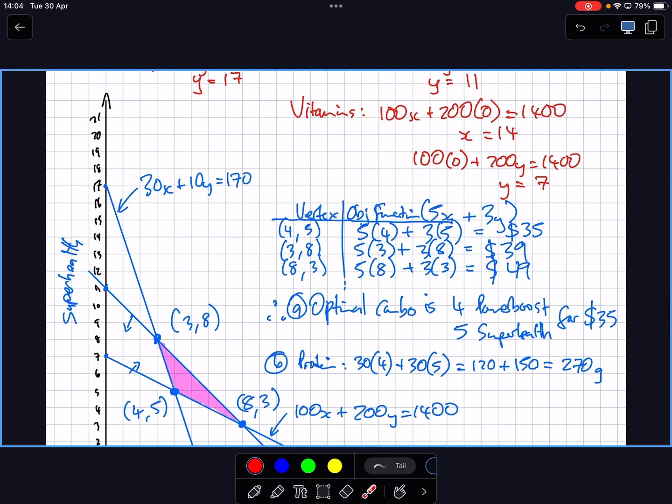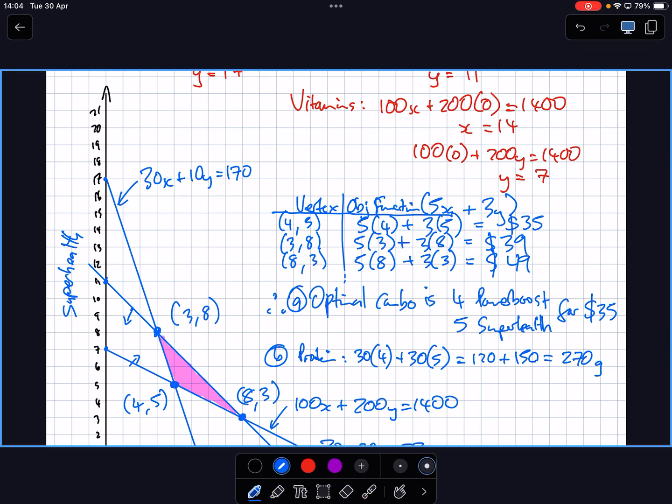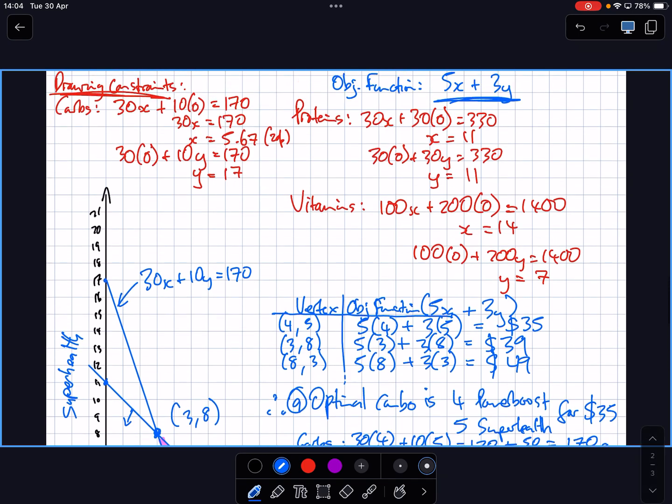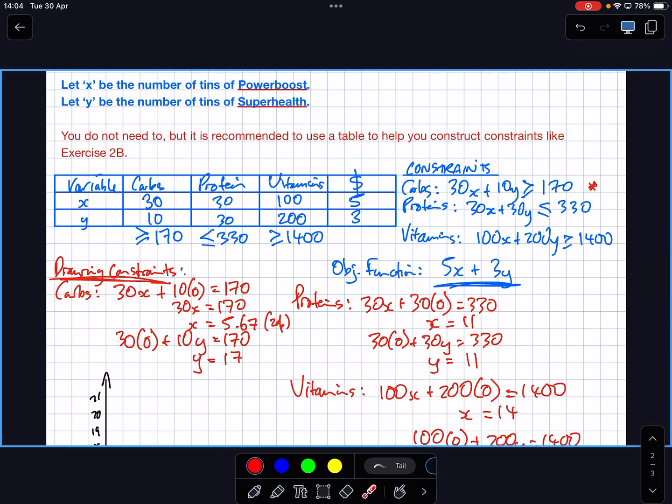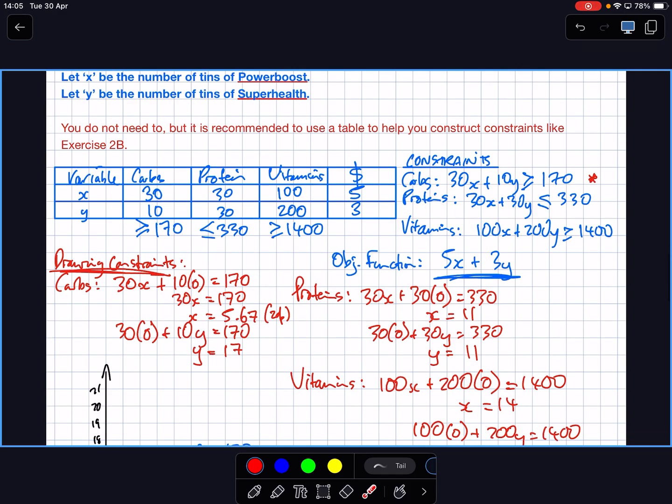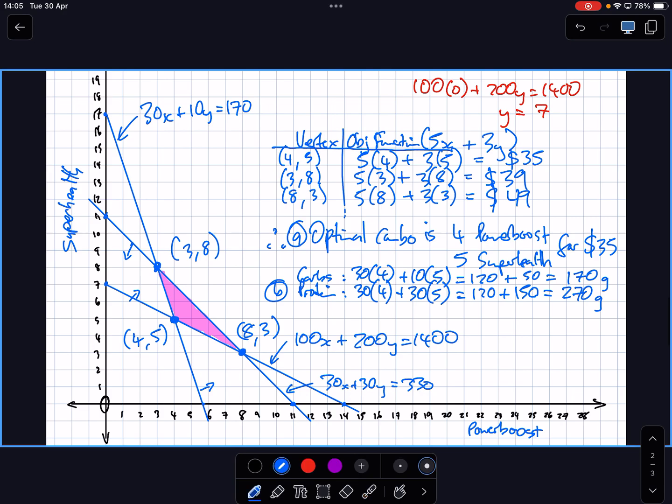Let's do carbs, which is what I was intending to do. Carbs, 30 lots of the 4 cans, plus 10 lots of the 5 cans, 30 times 4, 120, plus 10 times 5, 50, 120 plus 50, 170 grams of carbs. Let's look at the constraint. What were you allowed with carbs? Greater than or equal to 170? Does he meet his requirement? That's the limit. That's the one that just touches. Okay? And then vitamins, 100 and 200.